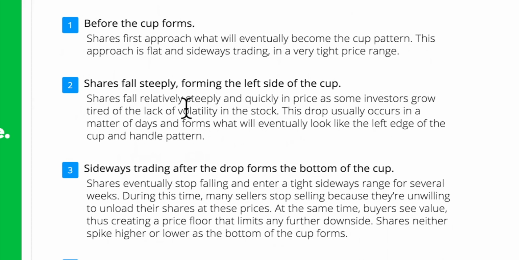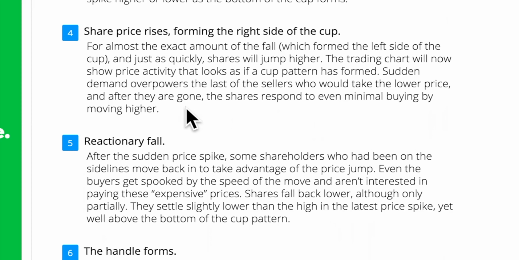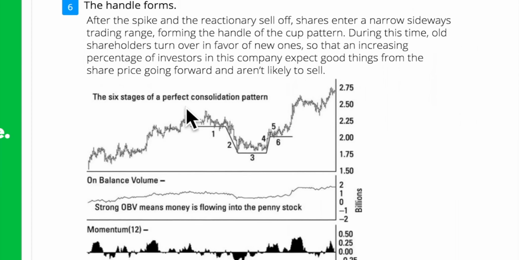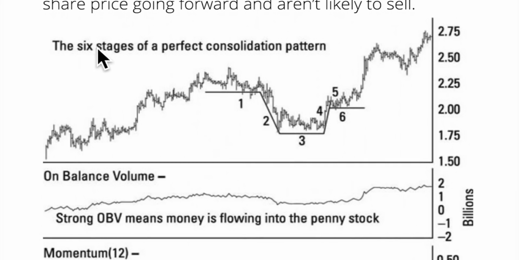There's 6 stages in the consolidation pattern for the cup and handle. Okay, now let's zoom in a bit so you can see better. The 6 stages of a perfect consolidation pattern. See here, stage 1, trade sideways, maybe a little bit of support there. Stage 2, trades down. Stage 3, trades sideways across the bottom of the cup.